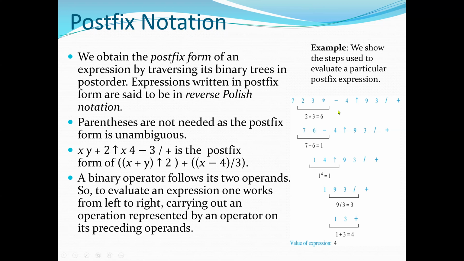So again, we have 2 times 3 is 6. Next, we have 7 minus 6, which gives us 1. So we have 1 here. Now we have one operator here. So this operator means we are going to say 1 to the power 4, which is still 1. Now I have 1, 2, 1, 9, 3, then I have an operator again. This is postfix, so always the first 2 values. Here, the first 2 values, 1, 4, then the operator. Now 9, 3 division. So it will be 9 divided by 3, which gives us 3. So now we have 1, 3 plus, which means 1 plus 3, which will give us 4.